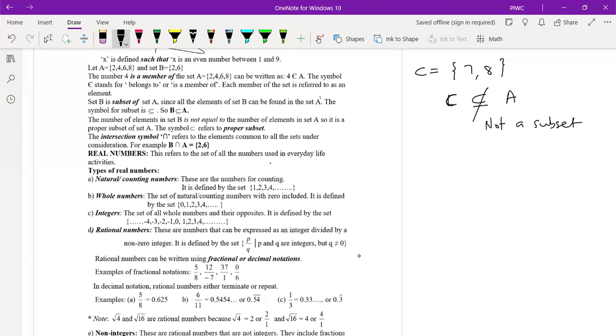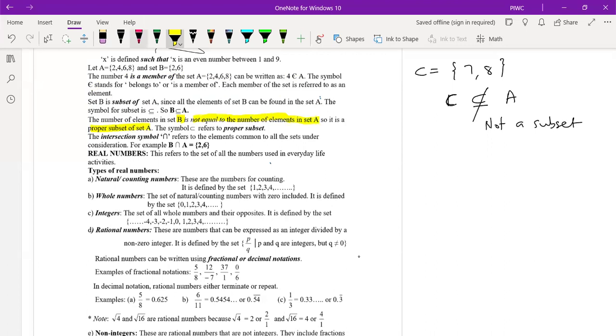We have to distinguish between what we call the subset and then a proper subset. Proper subset, right? So let's do that. Now, the number of elements in set B is not equal to the number of elements in set A, all right? So it is a proper subset of A.